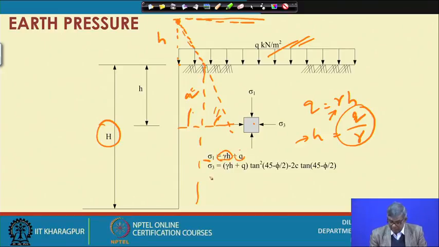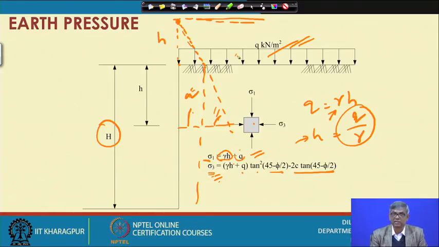And similarly, if it is C-phi soil, then it is gamma H plus Q tan square 45 minus phi by 2, minus 2C tan this one. So sigma 1 this one, and sigma 3 this one. This is of course the generalized C-phi soil that is considered, and based on that both the expressions are given.